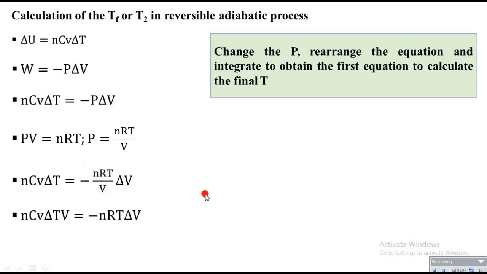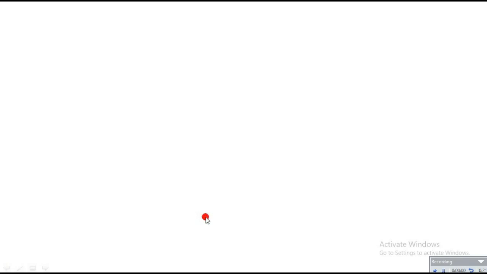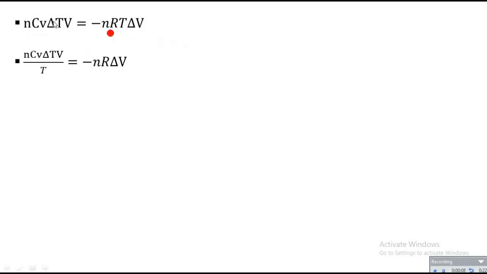So we are rearranging the equation. We can take this V here. So we get nCV dT times V is equal to minus nRT dV. We are still rearranging our equation. Then we can divide by this T. We get nCV dT times V over T is equal to minus nR dV. This is the T that we have divided by.